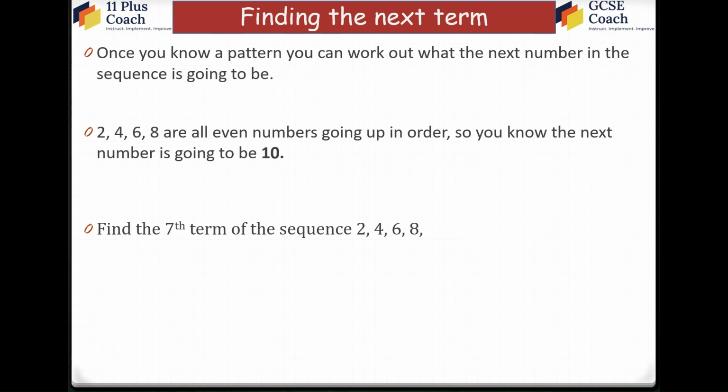How would you find the seventh number in this sequence? Because you know the pattern is to add 2, you simply carry on the pattern. We know 2, 4, 6, and 8 are the first 4 terms given. I know the pattern from 2 to 4 was to add 2, from 4 to 6 is also to add 2, from 6 to 8 is also to add 2. So I simply keep on adding 2 in each case. If I add 2 to 8, I'll get 10.